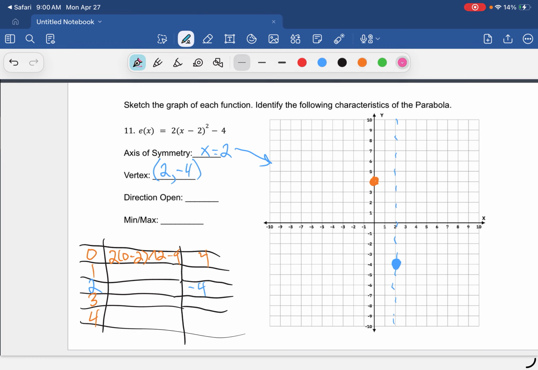Okay, then I go, oh my gosh, it's so much fun. 1. I would type 2 parenthesis, 1 minus 2 squared minus 4. And on my calculator, I would type that in, and I get -2. So I plot the point 1, -2.